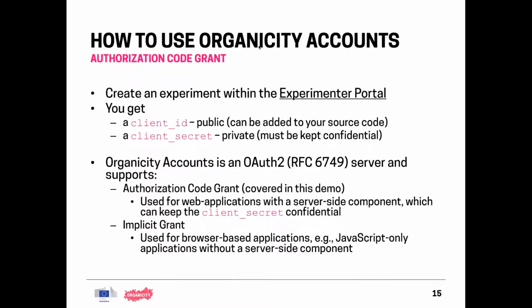But it doesn't matter. If you create an experiment within your experimenter portal, you don't just get these identifiers we saw above. You also get a client ID and a client secret. The client ID is public, so you can add it to your source code, even publish it somewhere on a web page. But there's also a client secret, and as the name says already, it's a secret. It's private and must be kept confidential.